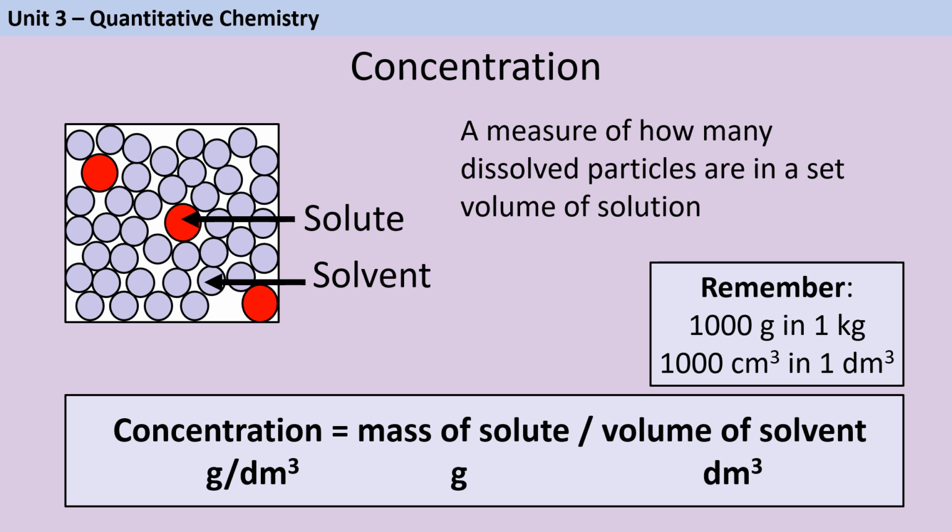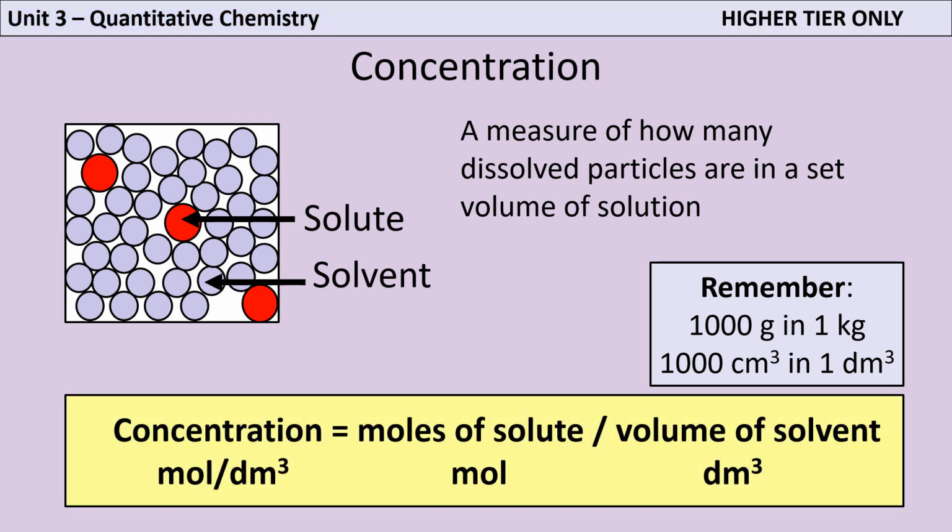The easiest way to lose marks here is to forget that your mass needs to be in grams, so if it's given to you in kilograms or in milligrams, you would need to convert it, and the volume needs to be in decimetres cubed. So if you're given a volume in centimetres cubed, you need to divide it by 1,000.